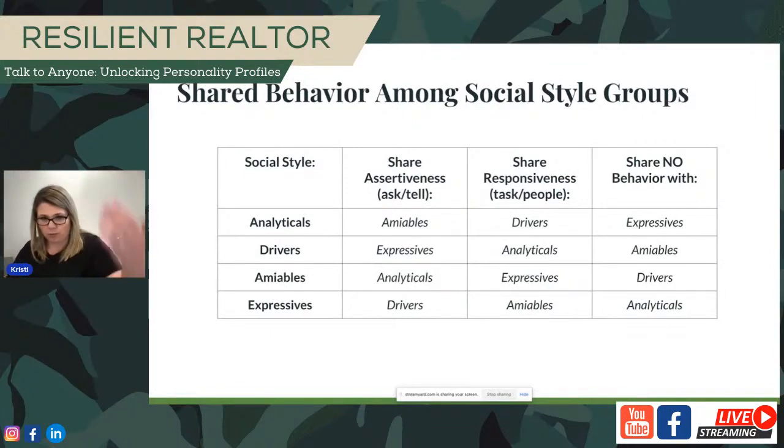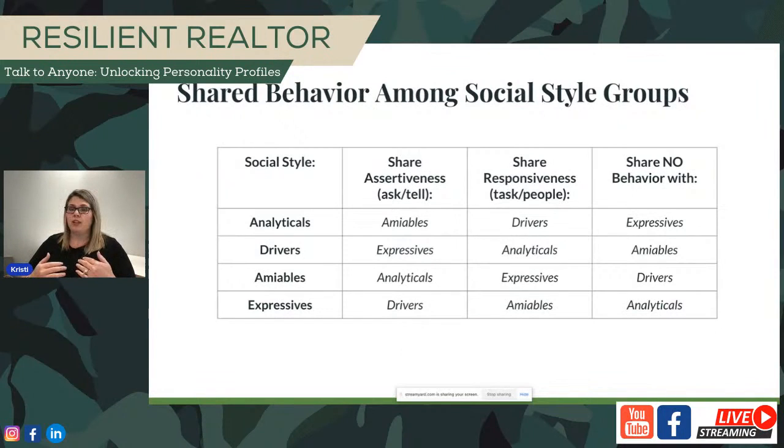So let's talk about expressives since we're crossing that. When I'm working with a driver, you know what a driver wants to tell an expressive? I've actually had them tell me this. Shut up. Christy, stop talking. That's what they really want to tell you, because the expressive is just going on and on. The analytical and the driver will tell an expressive, like, just enough, right? Now, my amiable friends, they're happy to let me talk for hours and hours and hours. And they'll listen to everything, right?